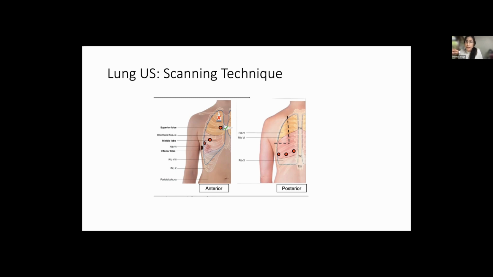The scanning technique that we use nowadays looks at 14 different areas on the chest. This cartoon shows that we look into 4 areas on the anterior wall of the chest and 3 on the posterior. And doing that, we are also able to assess the superior, medial, and inferior aspects of the lung.